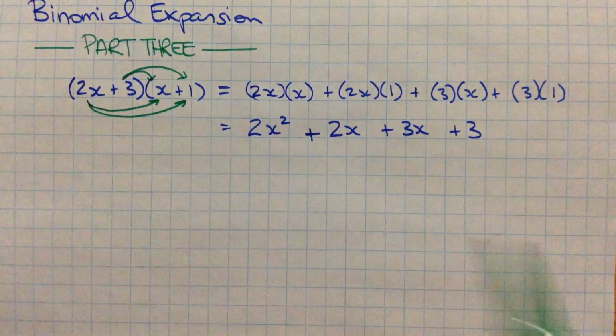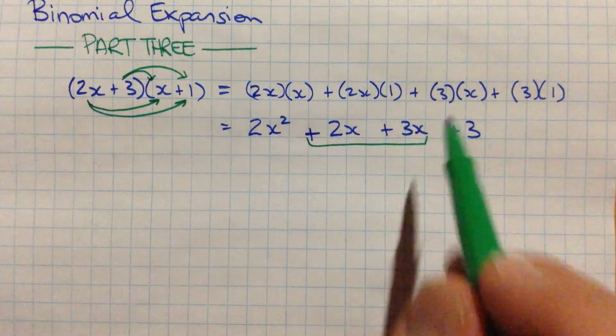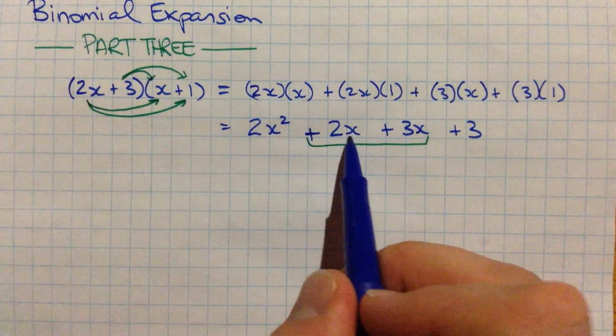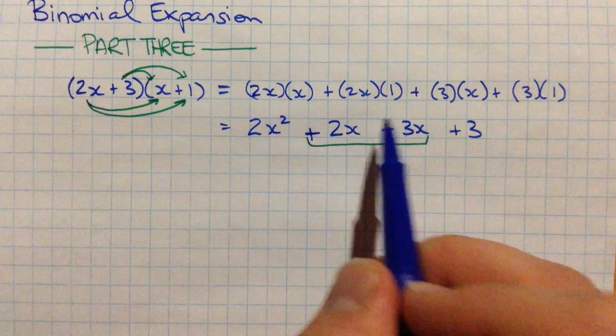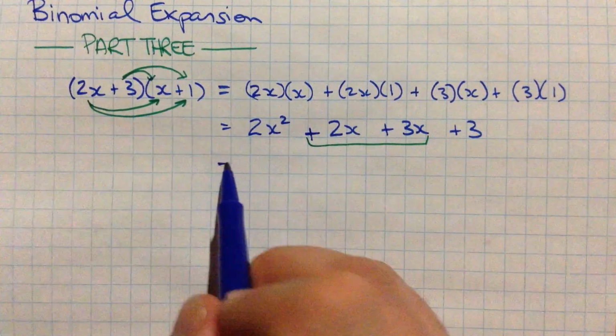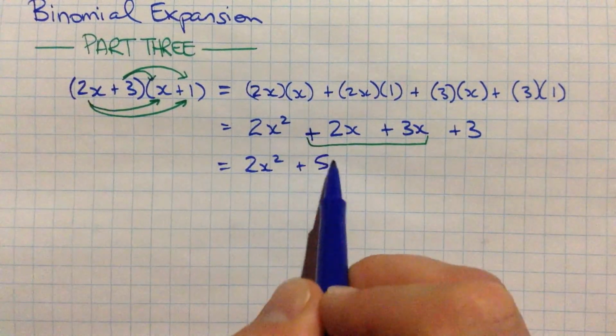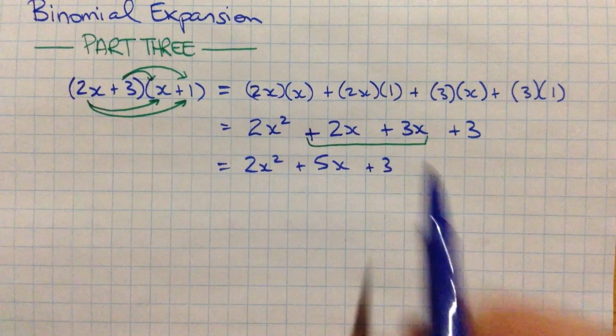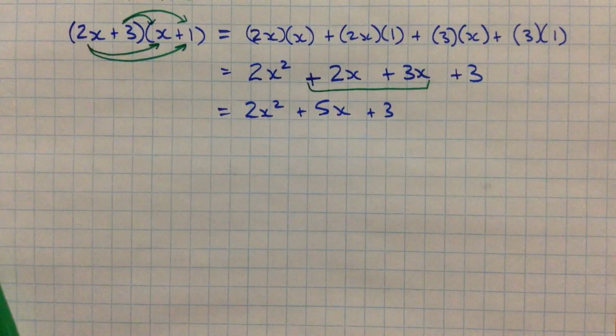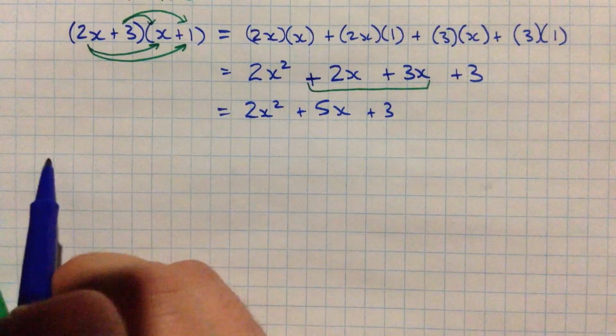We can collect like terms because I see I have two terms that have an x variable with an exponent of 1. 2x squared, that's 5x, and plus 3 at the end. Alright, let's try another one. This one will have some negatives in it.